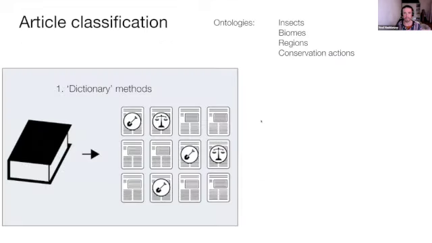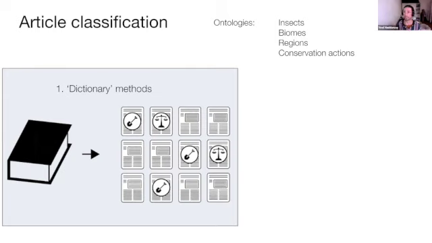And in terms of the analysis of the literature, we used 4 ontologies. So we created this ontology. Hopefully you can see my cursor. We created this ontology of conservation actions, but existing ontologies already exist for insects. And what I mean there is taxa. So lists of insect taxa are already available and we use those.